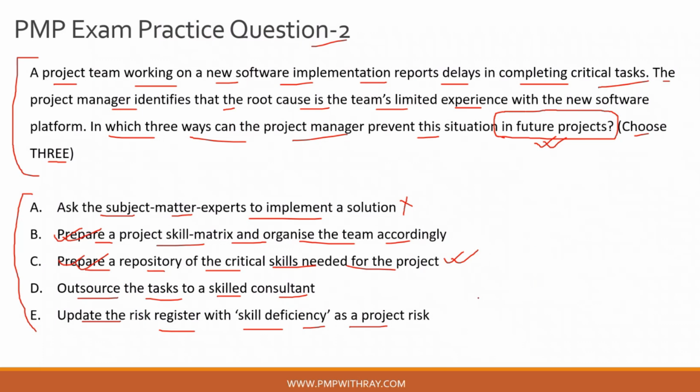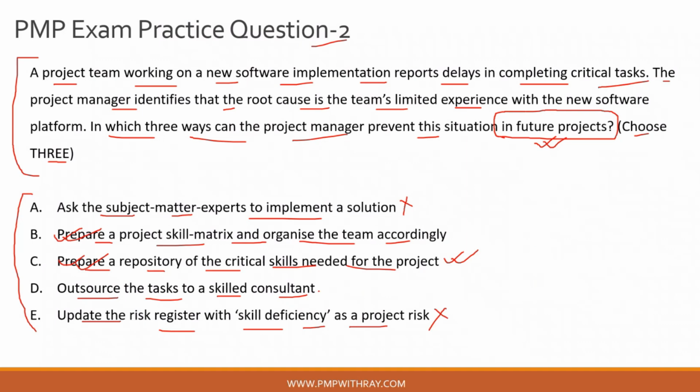So that is the reason option E is incorrect, because probably you can update the risk register in this project. You can have some mitigation actions. You can say that, okay, I have a skill deficiency, etc. But that doesn't give me the confidence that it is a systemic fix which you are putting in place for your future projects. And that is why option E is definitely incorrect.